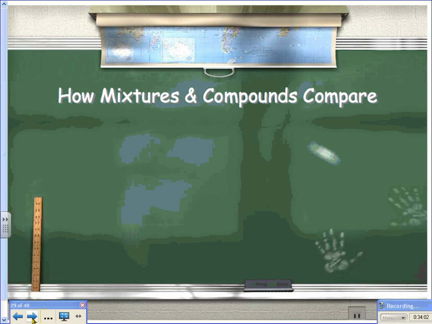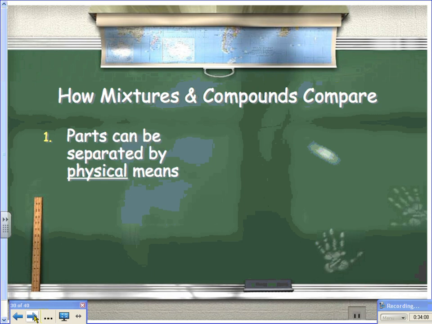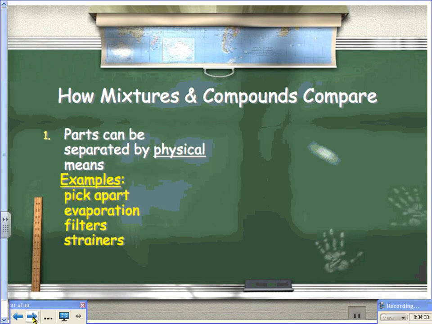All right, last section here. How mixtures compare with compounds. Parts can be separated by physical means when we're talking about mixtures. So, parts can be separated by physical means. That means we can pick them apart.